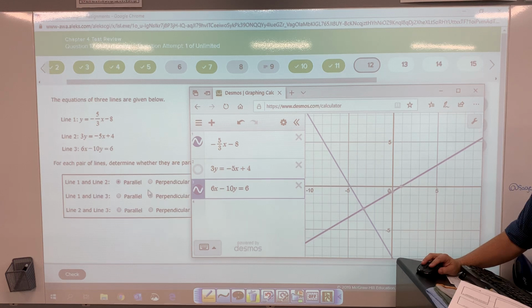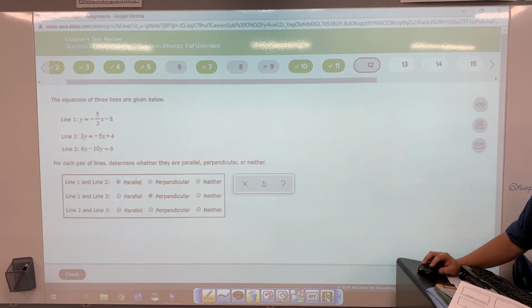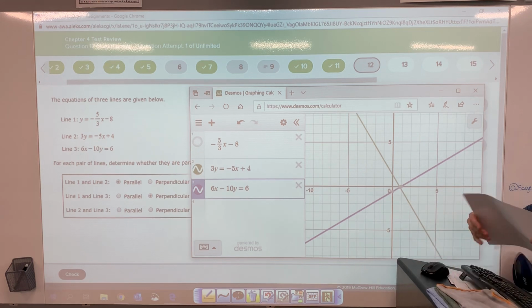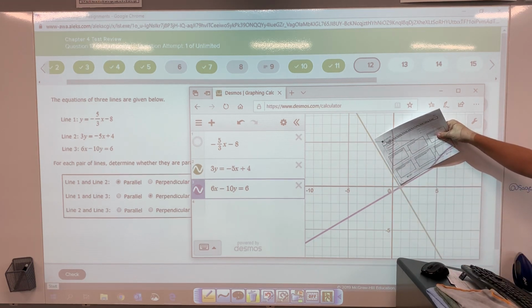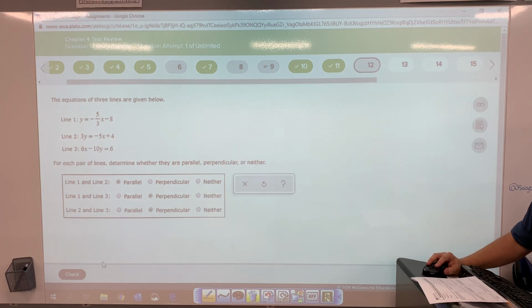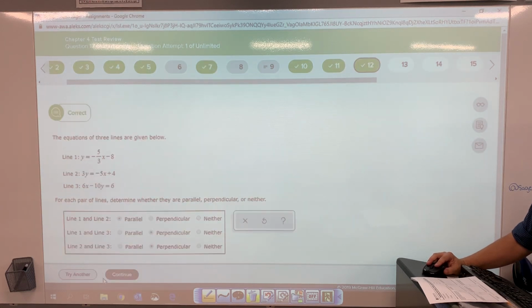And then it says lines 2 and 3. So let me shut off 1, let me turn on 2. Check again. See if it's perpendicular. And ladies and gentlemen, the answer is yes, it is. It looks perpendicular. Man, I sure hope it is. Let's check. And I got them all right. Hopefully you guys see the paper test.